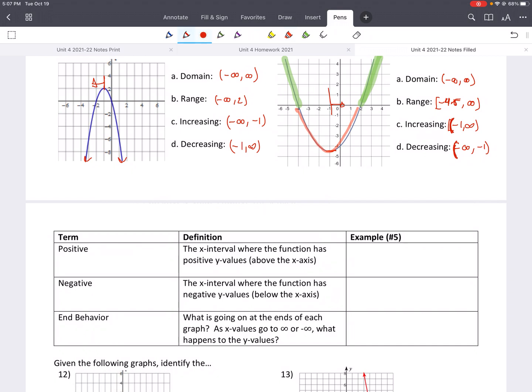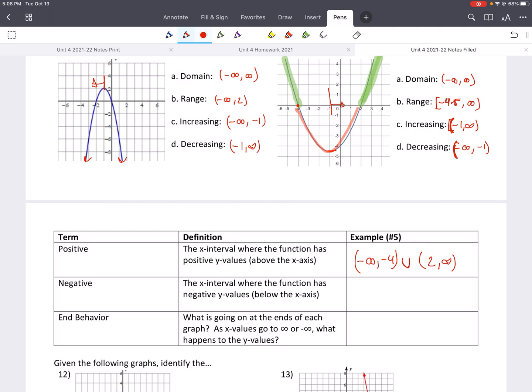So positive for this example is 2 parts. So one of them is going to go from negative infinity to negative 4. Okay, and again, here we use parentheses because at negative 4, it's 0. The value here is 0. Like its height is 0, and so it's not positive or negative. Okay, and then the other half is going to go from 2 to infinity. Again, we don't include the 4 or the 2.